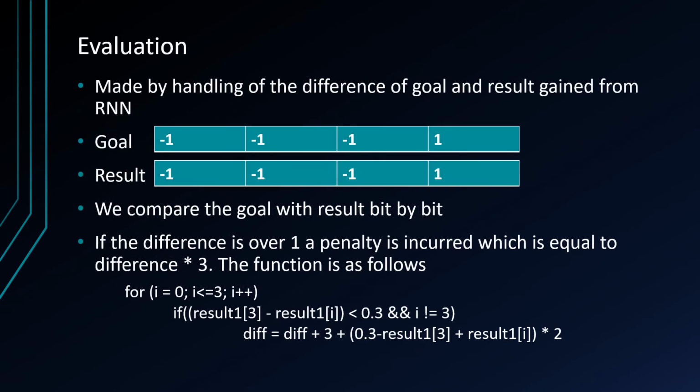The evaluation is made by handling the difference of the goal and the result gained from the RNN. Let's assume the goal as input vector -1, -1, -1, 1, and the result be -1, -1, -1, 1. We compare the goal with the result bit by bit. If the difference is over 1, a penalty is incurred which is equal to the difference multiplied by 3. This penalty function is given as follows.